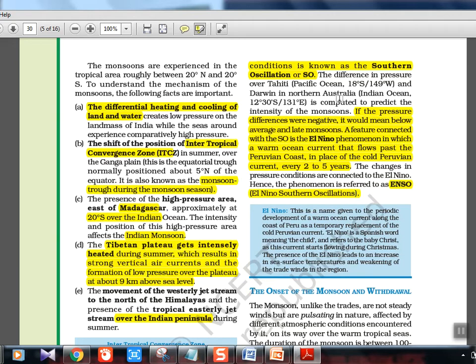What is Southern Oscillation? It's the difference in pressure. What is El Nino? It is the warm current reaching the Peruvian coast. Here in the box also you can read: this is the name given to the periodic development of a warm ocean current along the coast of Peru as a temporary replacement of the cold Peruvian current.